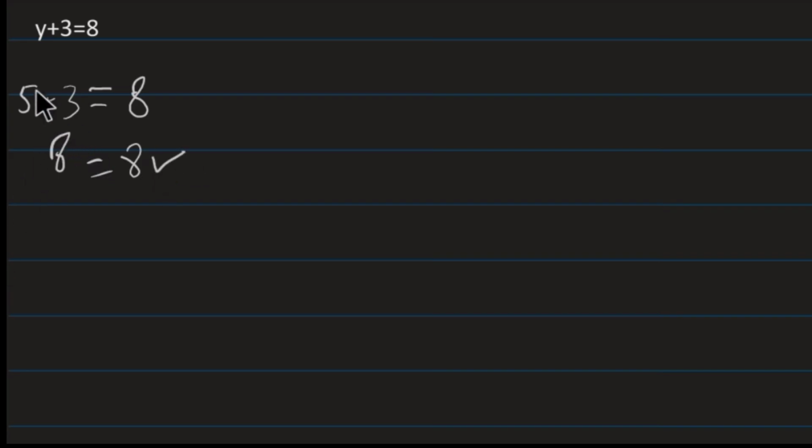If I replace y by any other number, then I would not get the left and right sides as equal. Let us suppose we replace y by 4. So 4 plus 3 is 7, and 7 is equal to 8, which is not true. So this equation is only true for y equal to 5.